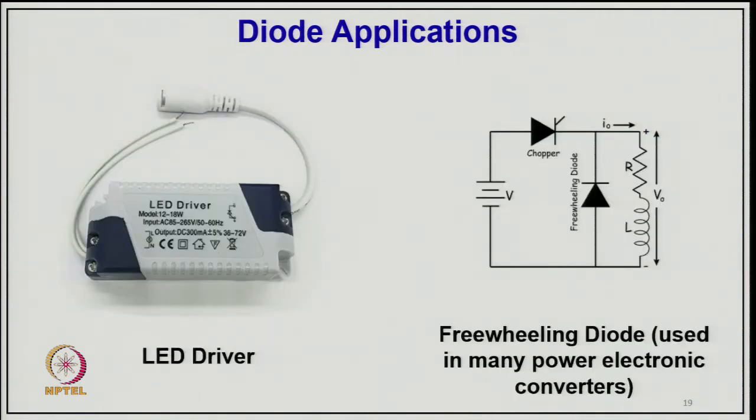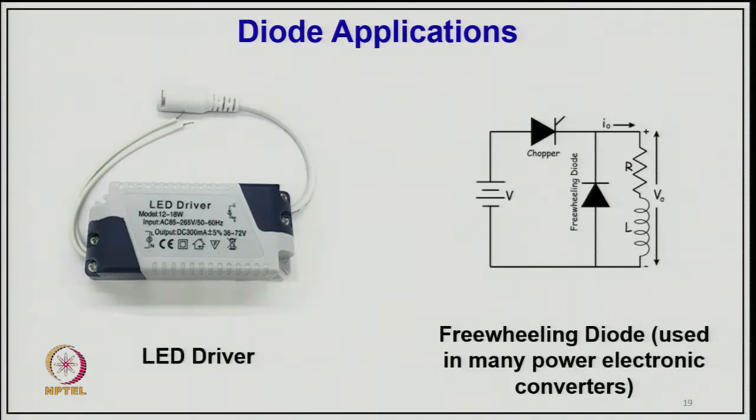Then there is the LED driver, which is used for lighting systems and many other purposes, because the LED needs a very low voltage. It is hardly 3.5 volt, but you have an LED string for the purpose of lighting, for signaling, or for display. We use this LED string for many purposes.